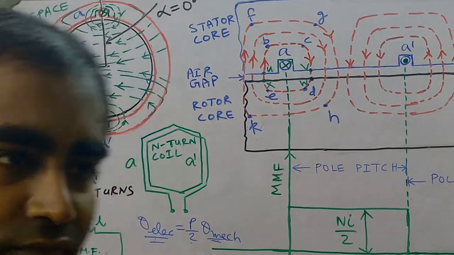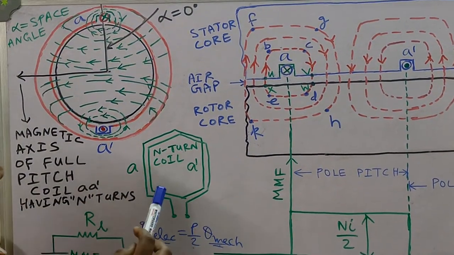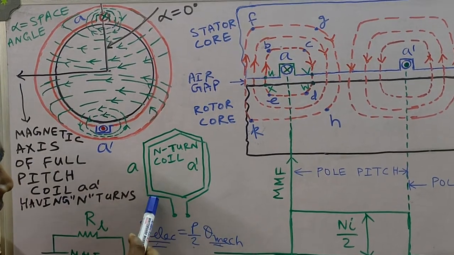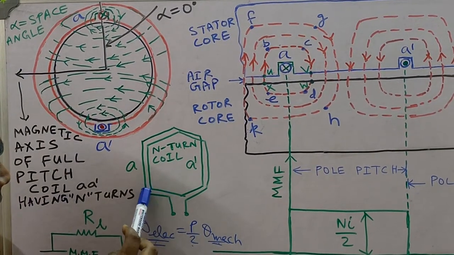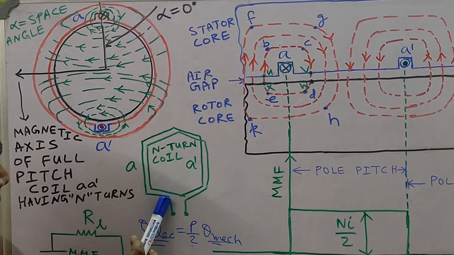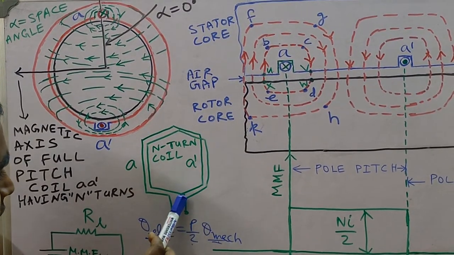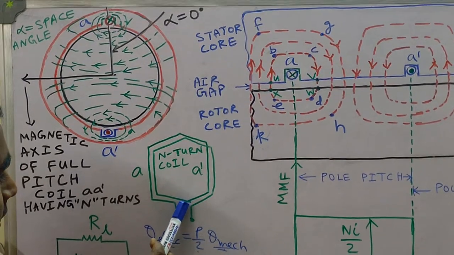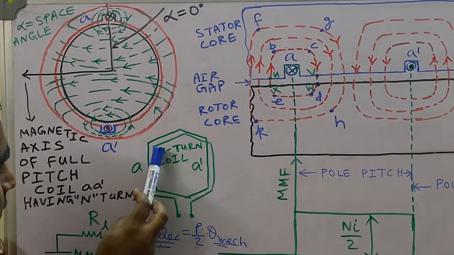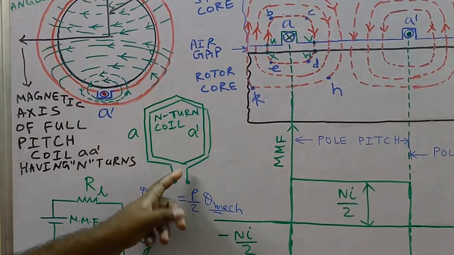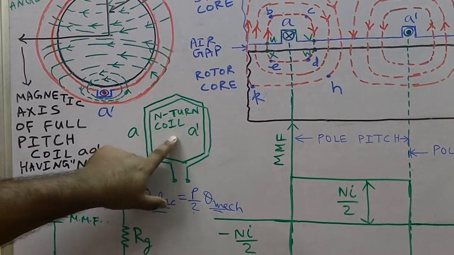So n number of turns. I have tried to represent here a coil which is having 2 turns, or you can say it is a double turn coil. See, you start from here. Starting from here, you are coming up to this point. So this is 1 turn. Again you start from here, you move along like this, this is your second turn. So it is a double turn coil, or you can say it is a 2 turn coil.